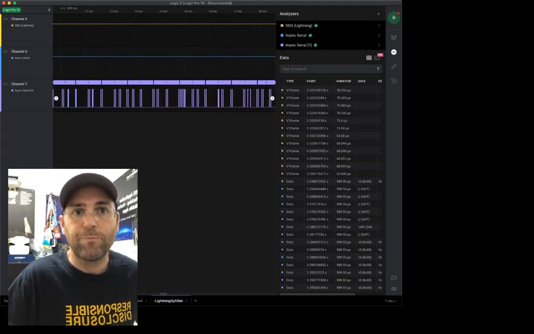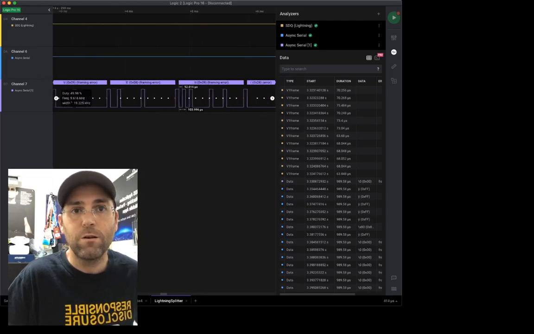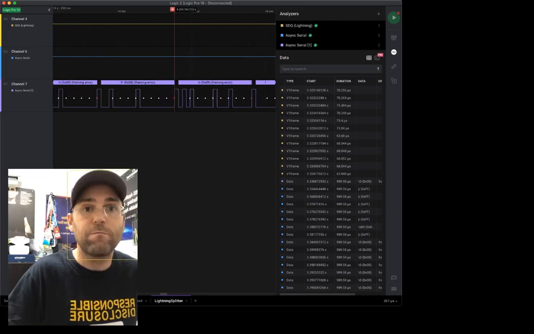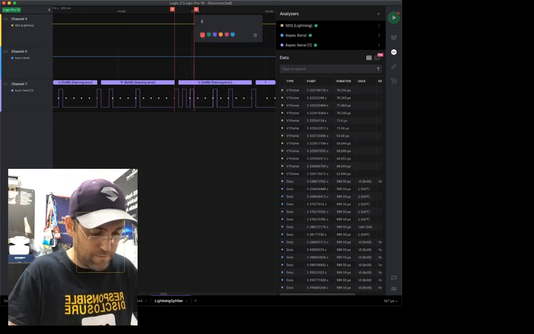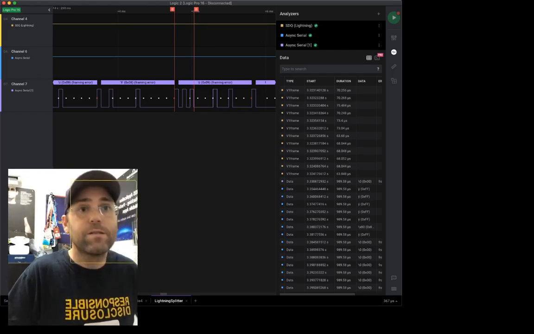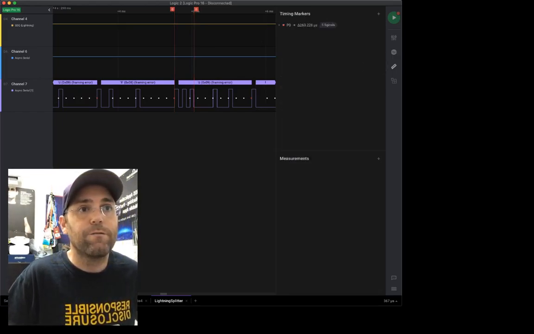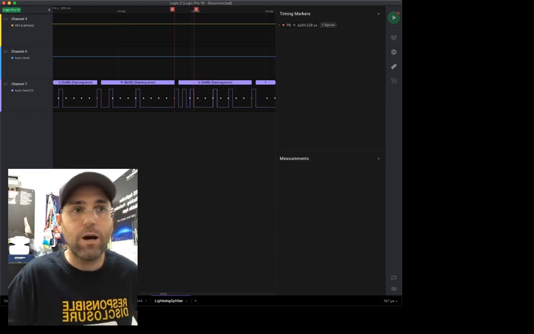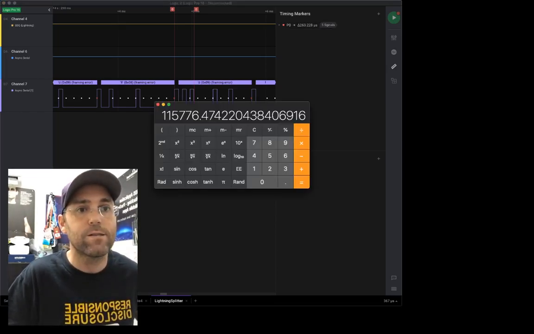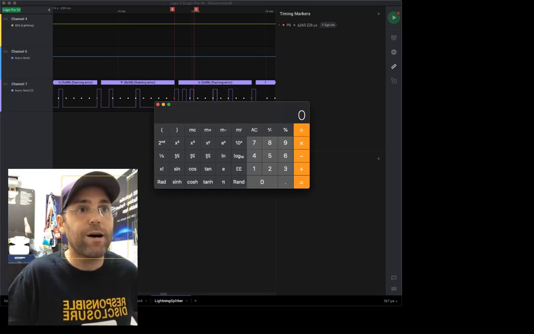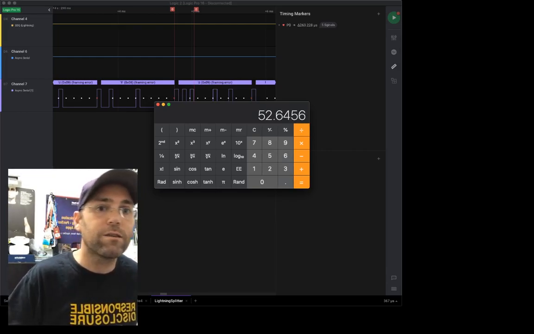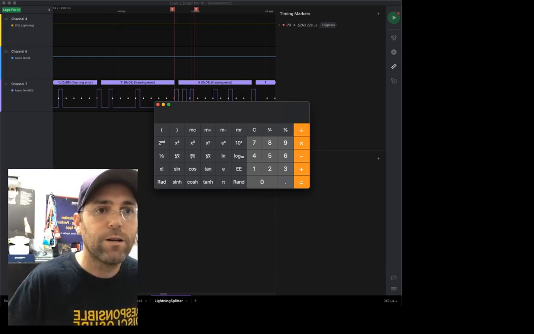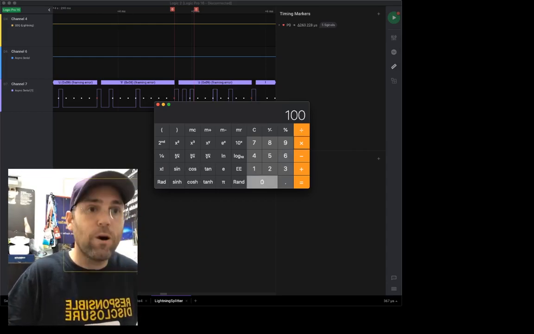We zoom in. We look at bit transition from 1 to 0. Okay, let's take this sequence of bits. This is 1, 2, 3, 4, 5 signals. Okay, we got 5 signals, and 5 signals were 263.228 microseconds. Okay, so let's divide that by 5. 263.228 divided by 5. We'll take the reciprocal and multiply that by 1 million.